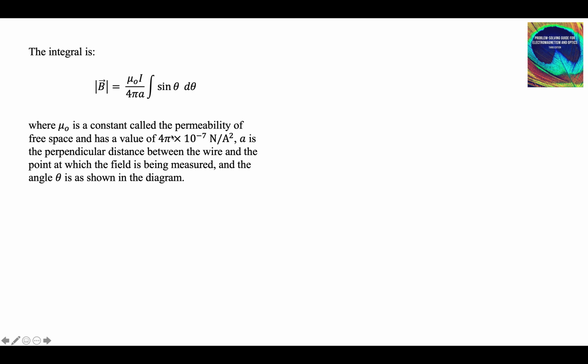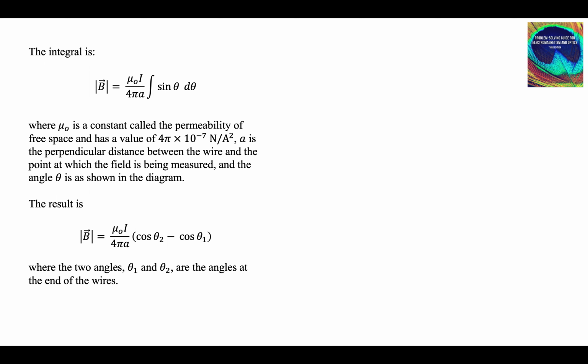Here's the integral: mu naught I over 4 pi a, integral of sine theta d theta from one end of the wire to the other. Mu naught is the permeability of free space. It's 4 pi times 10 to the minus 7 newtons per square amp. Little a is the perpendicular distance between the wire and the point at which we're measuring the field. And theta is shown in the diagram. It's very important to understand theta, and we're going to do a lot of work with it. Here's the result: mu naught I over 4 pi a times the difference in the cosines of the angles at the ends of the wire.